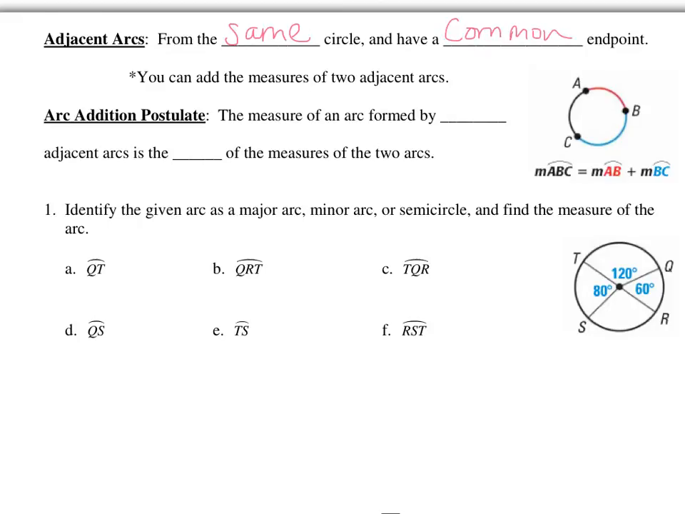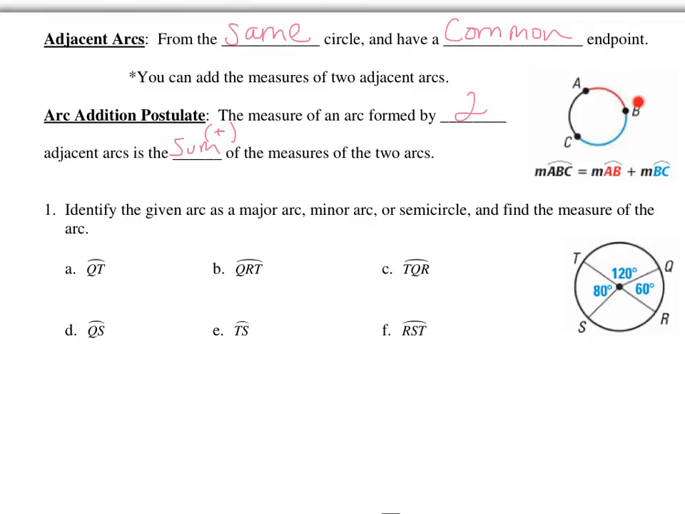You can add the measures of 2 adjacent arcs together to give you a bigger arc. So the arc addition postulate just means that we can add different pieces together to give us a bigger angle. So the measure of an arc formed by 2 adjacent arcs is the sum, so sum is adding, the measures of 2 arcs.